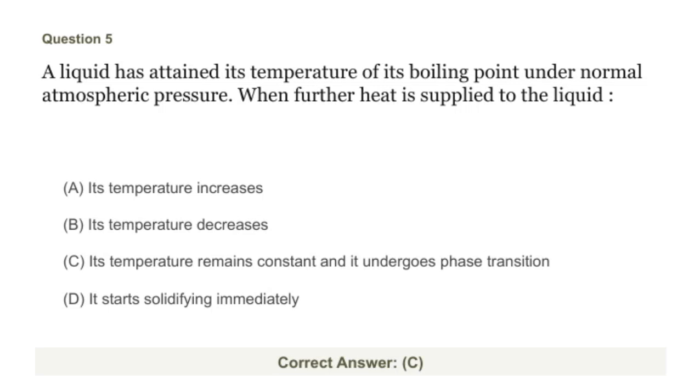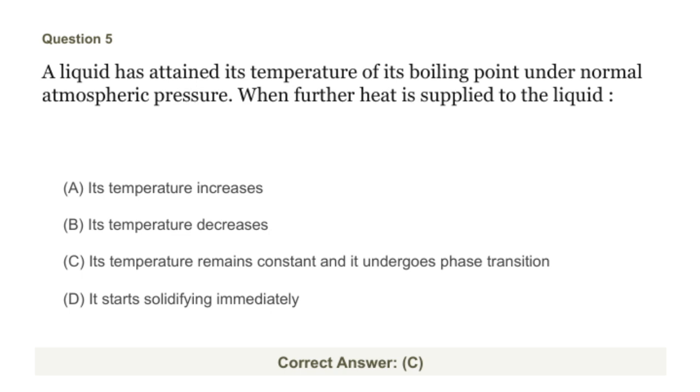When a liquid has reached its boiling point at normal atmospheric pressure, things start to get interesting when we continue to add heat. Now, the key point here is that, at this stage, the temperature of the liquid actually remains constant. It doesn't go up or down. Instead, what happens is that the energy supplied goes into changing the state of the liquid. It's undergoing a phase transition from liquid to gas.